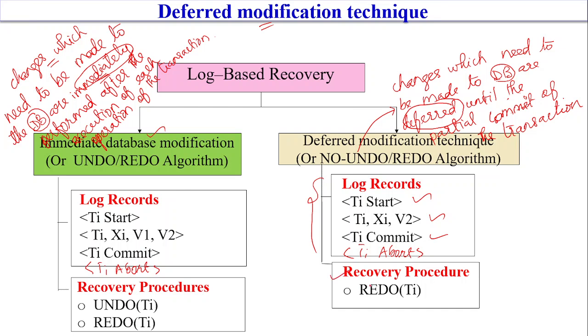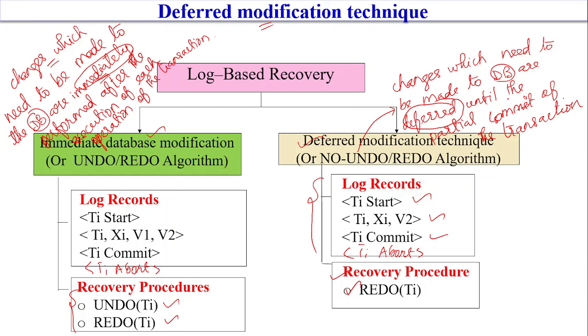Whereas coming to the recovery procedure, in case of deferred modification technique, only the redo procedure is used for recovering the database to its consistent state. Here in case of immediate database modification technique, two recovery procedures are used to recover the database to its consistent state whenever the system failure occurs.